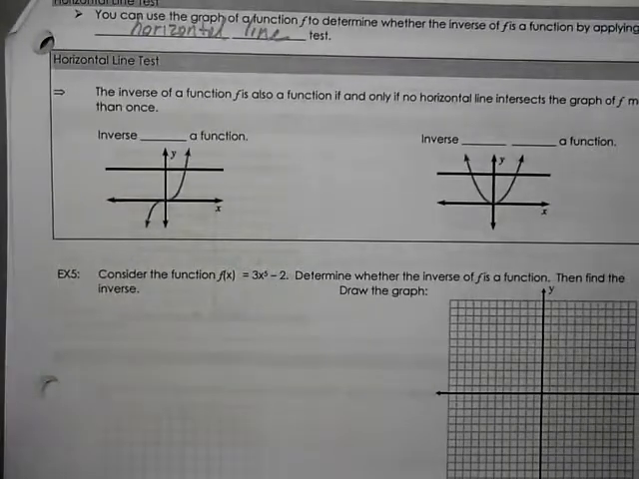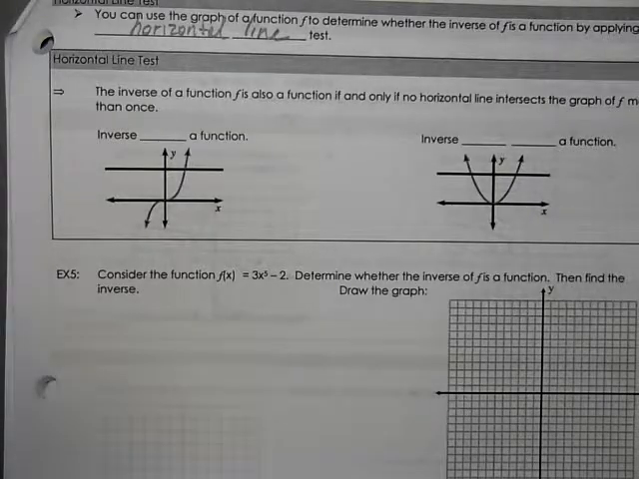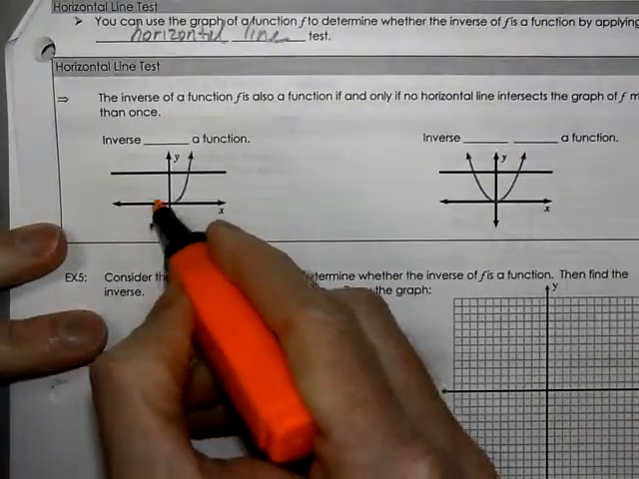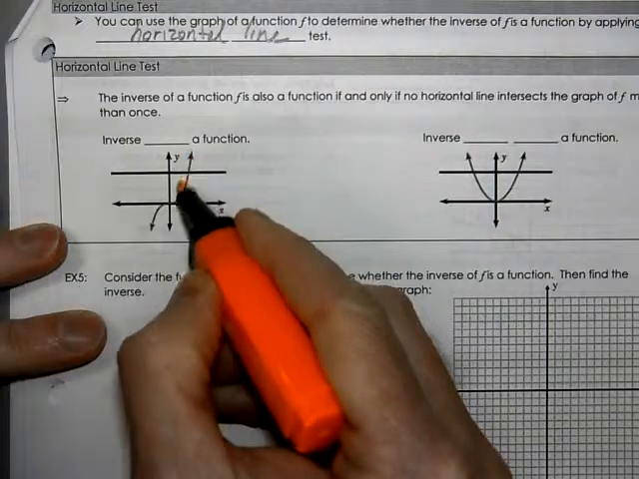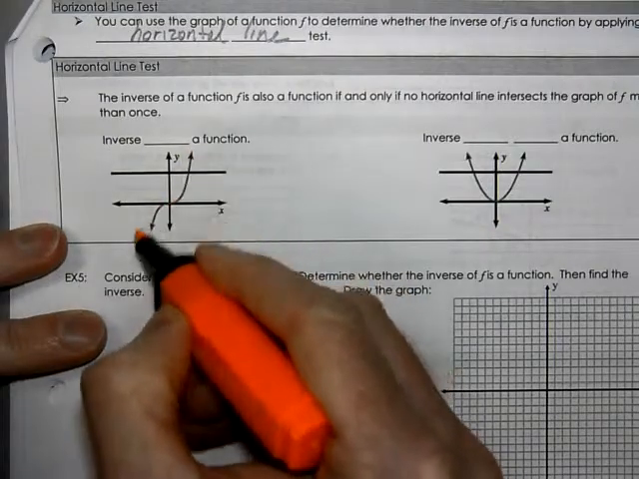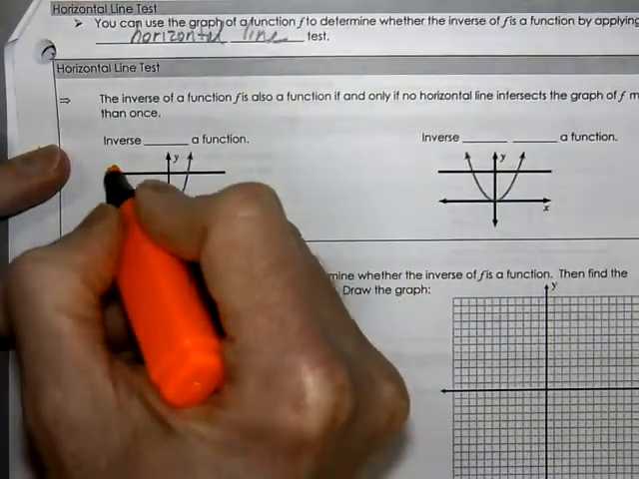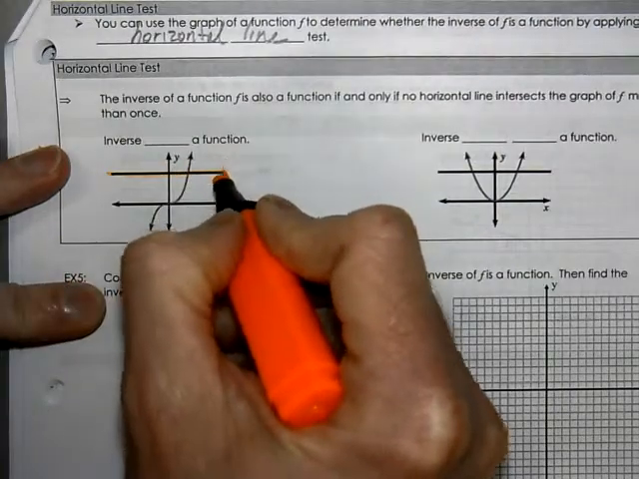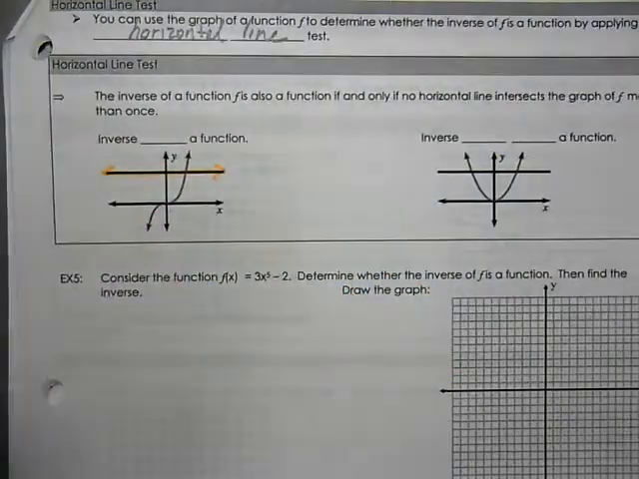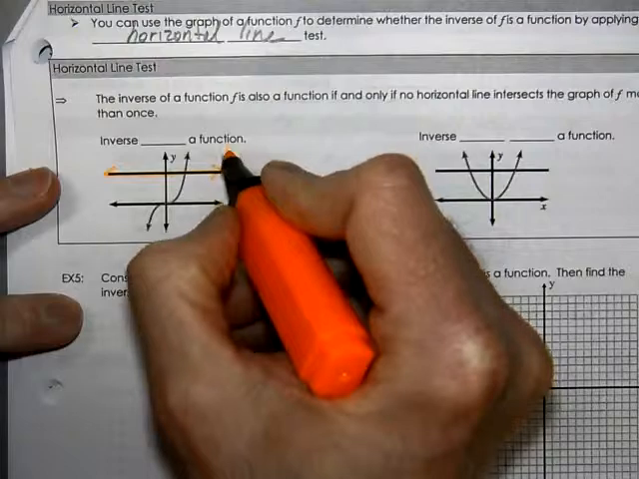Let's take a look here. We have a graph. This looks like the graph of y equals x cubed. We throw in this horizontal line test.